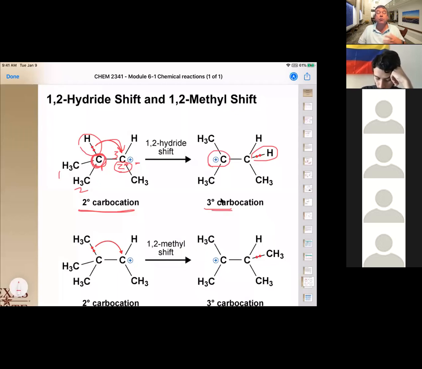Okay. So the driving force here is to make the most stable carbocation. And what we'll find out is certain solvents promote this. You can have it not shift, but you will see the predominant product actually has this shift happen in it. So what happens when you do a methyl group?